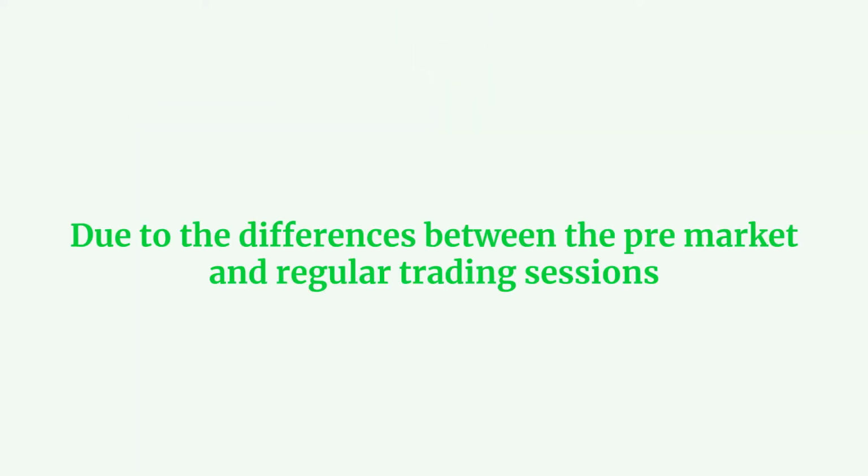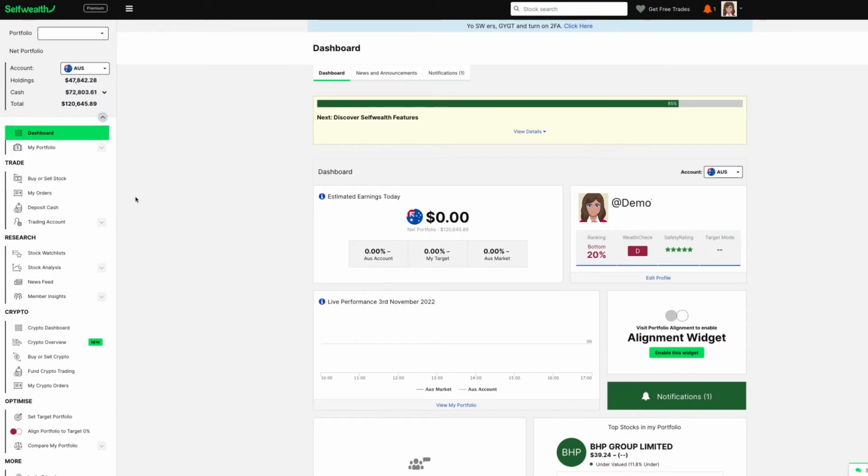session starts. Due to the differences between the pre-market and regular trading sessions, there are some unique risks associated with trading the US pre-market session. These include wider spreads, lower liquidity, and higher volatility. We've included a link in the video description with more information on these risks. Now let's have a look at how to place a US pre-market order. You can submit pre-market orders at any time, as long as it's not during the regular US trading session.